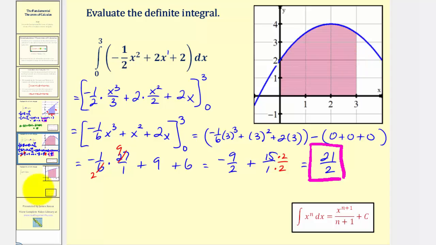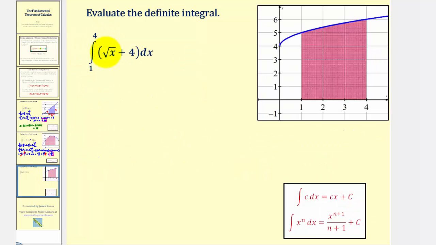Let's take a look at one more example. We want to find the definite integral of the square root of x plus 4, integrated with respect to x from 1 to 4. Once again, notice how the integrand function is non-negative on this closed interval, so the definite integral is equal to this area here.